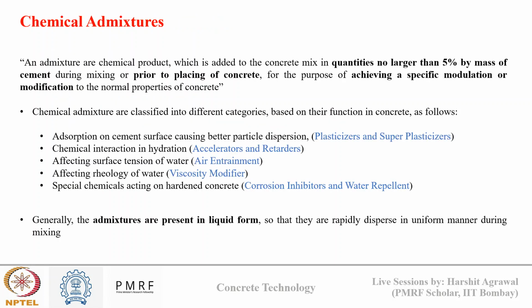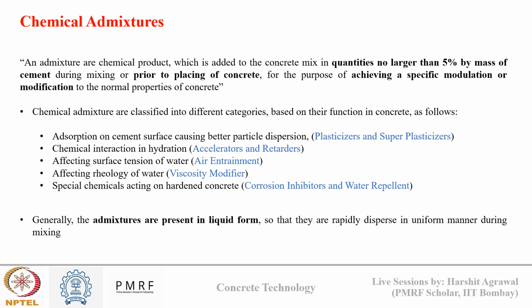So last week we concluded the fourth week of the course where we talked about chemical and mineral admixtures used in concreting. First we discussed chemical admixtures used in concreting. Basically, chemical admixtures are products which are added in very small quantity during mixing of concrete, and they aim to modify the fresh state behavior of concrete. In this, we classified chemical admixtures into different categories.